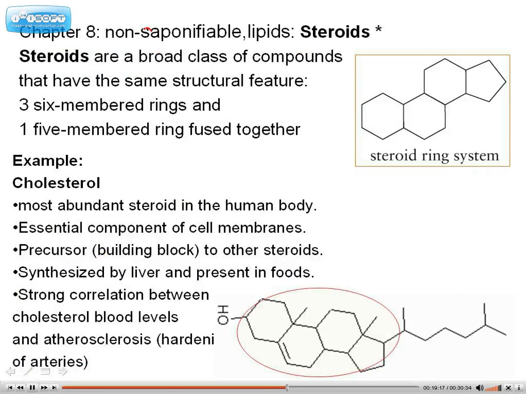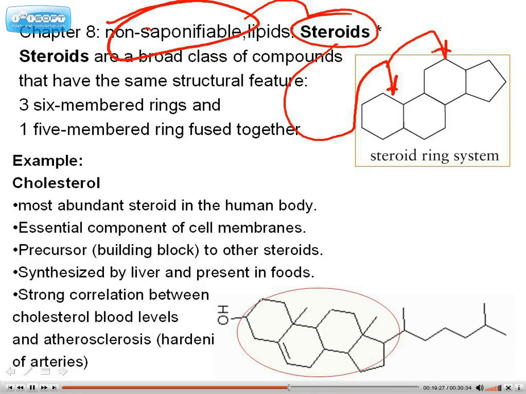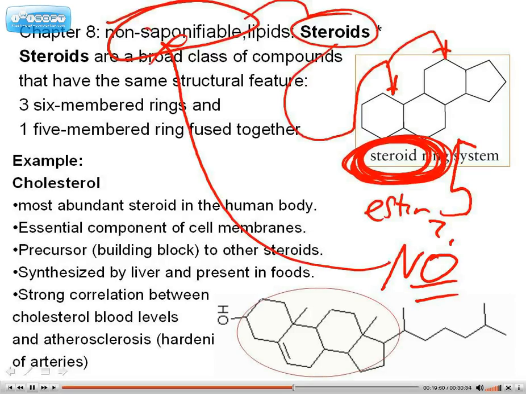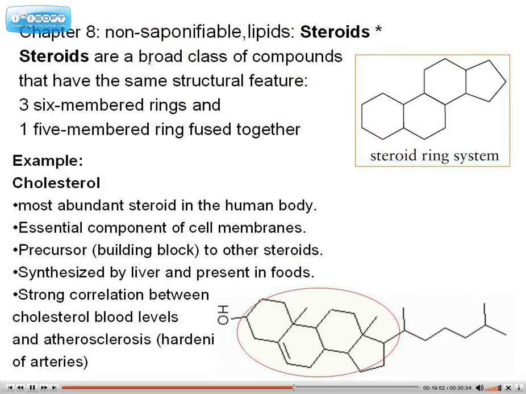These are non-saponifiable lipids. Non-saponifiable lipids tend to contain this ring system that you see here. This is called a steroid ring system. So now we're getting into steroid molecules. Notice this is non-saponifiable. Why? Well, do you see an ester present? The answer is no. Consequently, this is a non-saponifiable lipid.